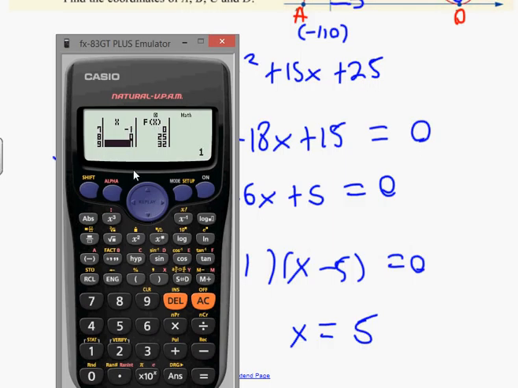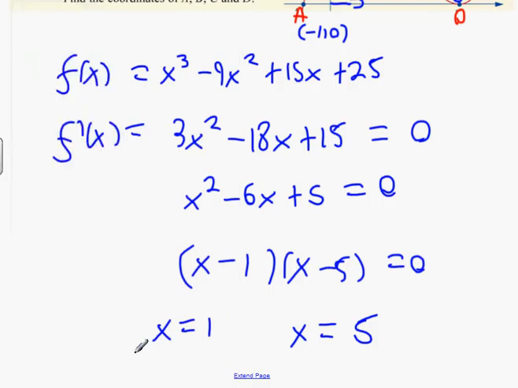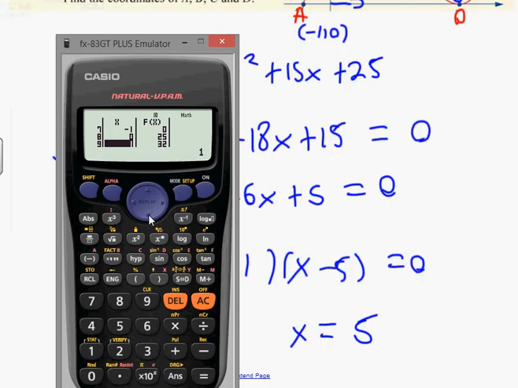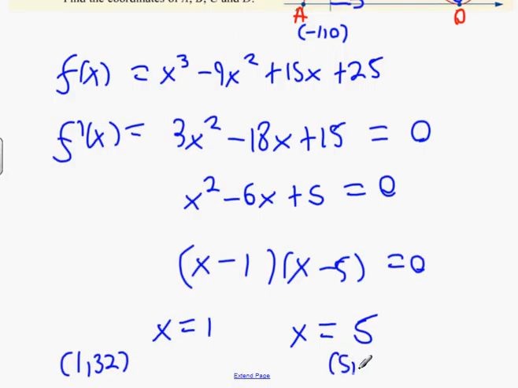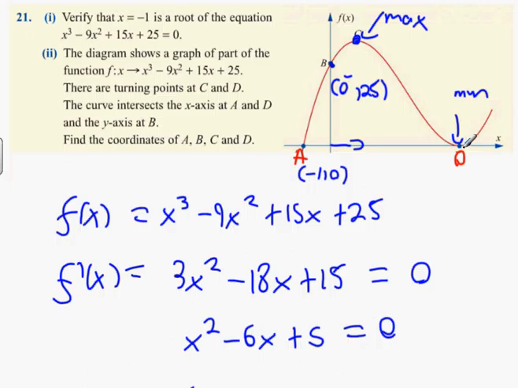We know our maximum point occurs at x equals 1. So our maximum point will be (1, 32). Our minimum point is when x equals 5. Therefore, go along until you see x equals 5. (5, 0). As expected, it's on the x-axis.